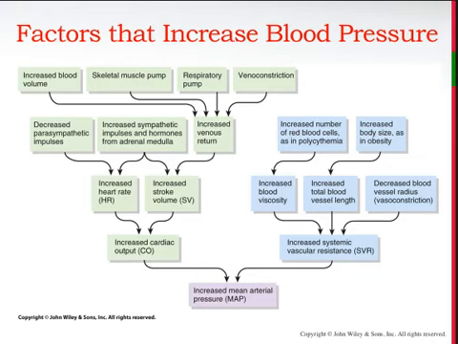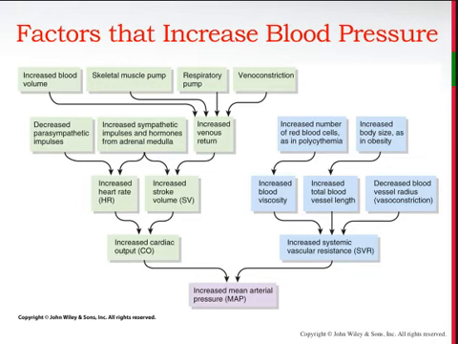We can increase sympathetic impulses and hormones from the adrenal medulla. Remember, the adrenal medulla is going to be responsible for the catecholamines, epinephrine and norepinephrine. We can see decreased parasympathetic impulses. If I decrease the parasympathetic impulses, what I'm actually going to do is I'm going to increase the heart rate. Increasing sympathetic impulses will do the same thing, increasing the heart rate, but will also increase the stroke volume. In any case, if I increase the heart rate or I increase the stroke volume, I'm going to increase the cardiac output. And if I increase cardiac output, I have to increase mean arterial pressure.